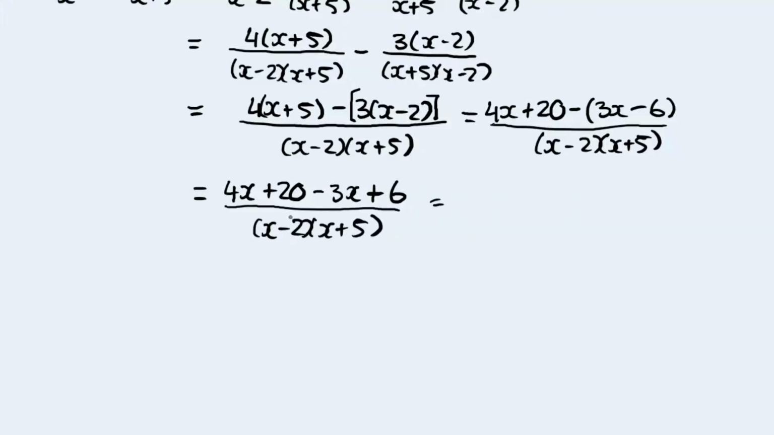Now at this point, just tidy up the numerator, and you want to see if you can cancel down if it's possible. So 4x minus 3x, we have x, then we have positive 20 plus 6, so we have x plus 26 in the numerator. Then the denominator is simply x minus 2 and x plus 5. So that's the final answer, because if you actually look at it, there is no common factor appearing in the top and bottom to cancel down.